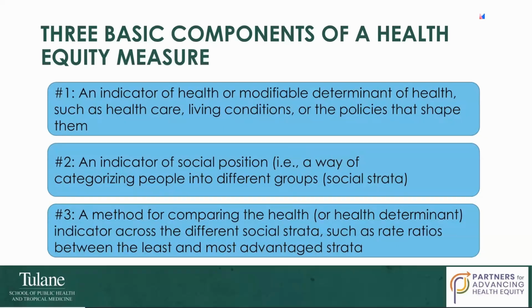And then lastly, and actually today what we're going to focus more on is the second bucket, which is the indicator of social position and how that relates to the reference groups that we choose for comparisons when we're trying to evaluate whether or not inequity or a disparity exists.